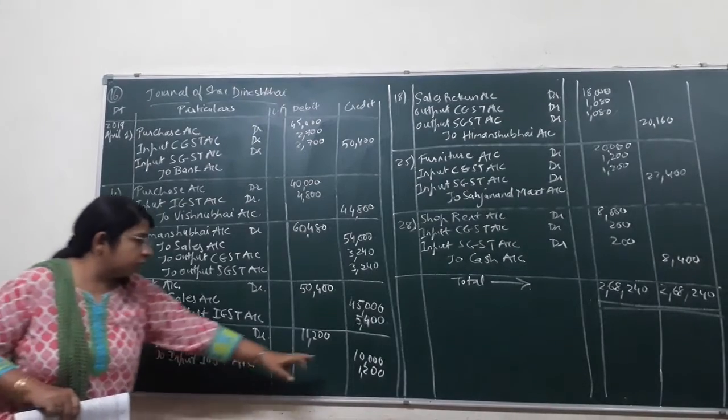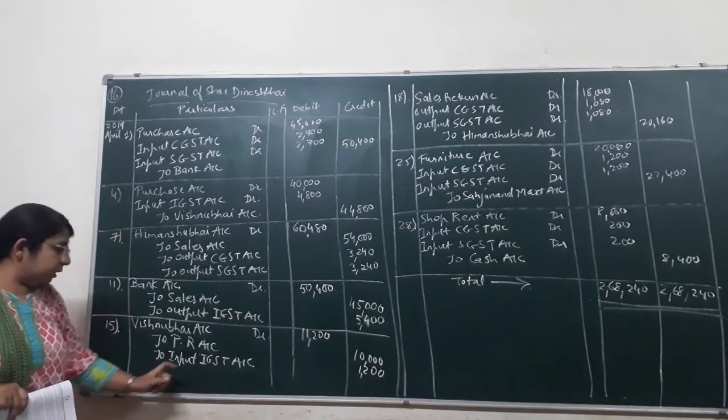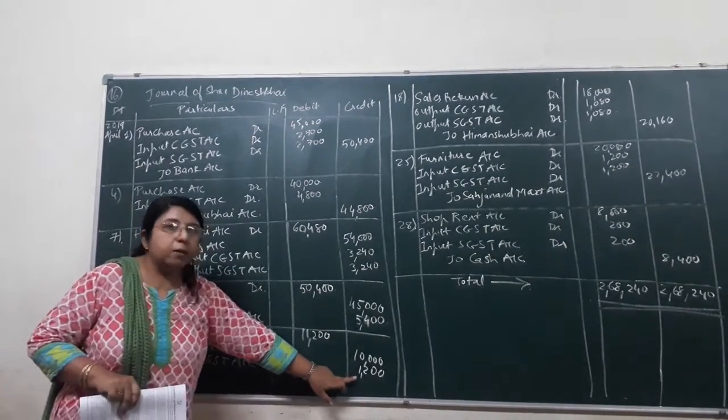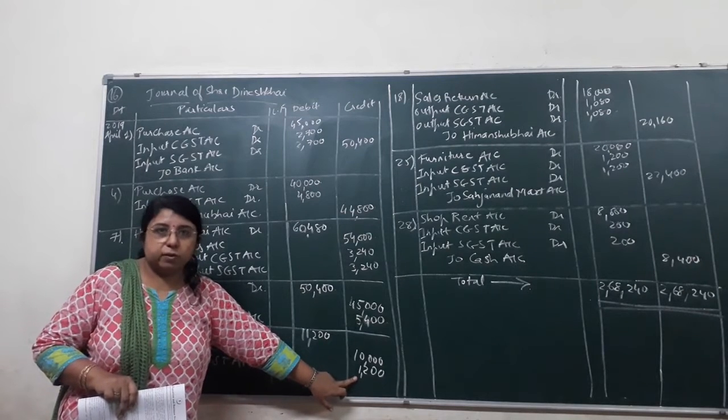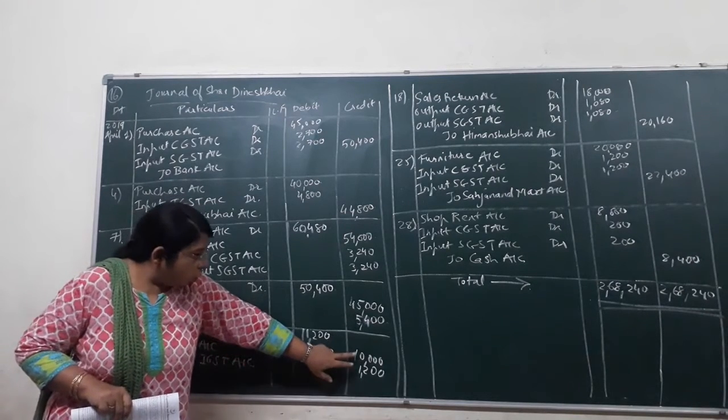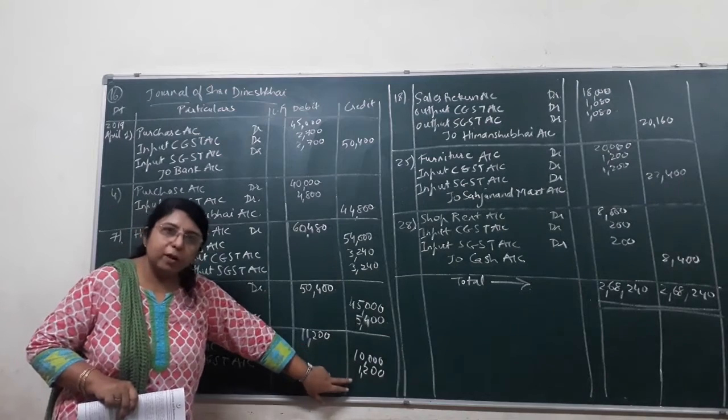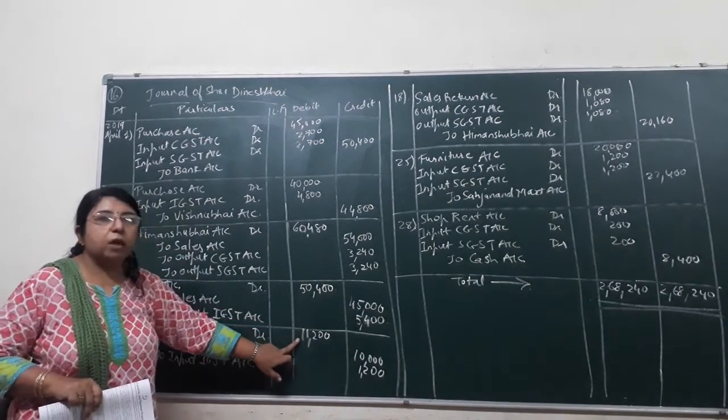So purchase return account is credited. In the same way, IGST account will also be credited by 1/4 amount of the total tax, that comes to 1,200. Now total of these two, that is 10,000 plus 1,200, will come to 11,200.